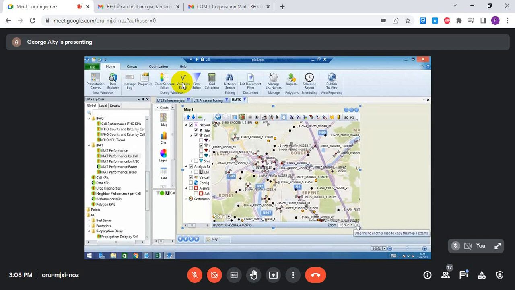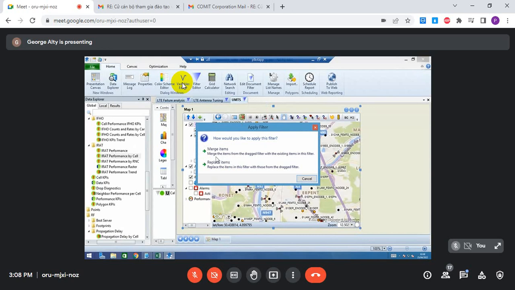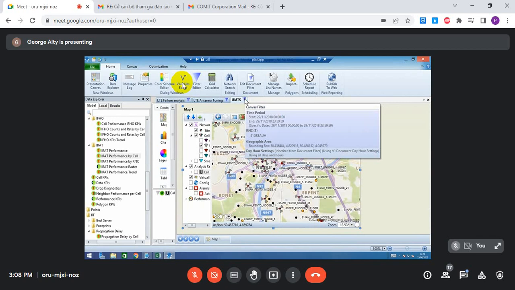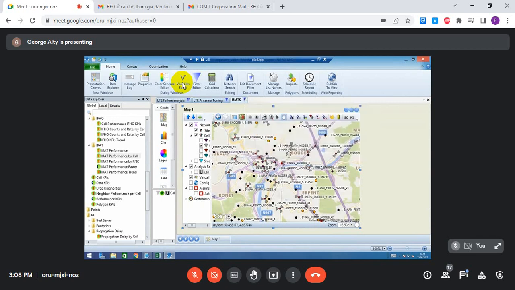So this is what I was saying earlier. If I look down to the bottom right-hand side, you see the square. I'm going to take that, drag it up into the UMTS tab and release it. I'm going to merge that, not replace it. That will now take my geographical area and store it in that filter up here. So any analysis I now run will be on that area.